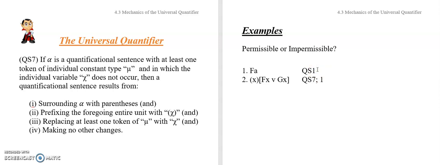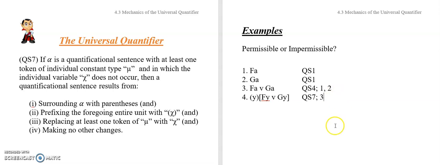Now, if instead I had done something like this, let's just say it looked like this. This would be QS1, this would be, what is that, QS4, is that right? Yeah, QS4 on lines 1 and 2, and this of course is line 3. And then if I had done for all y, fy or gy, and that was QS7 applied to line 3, is that permissible or impermissible?